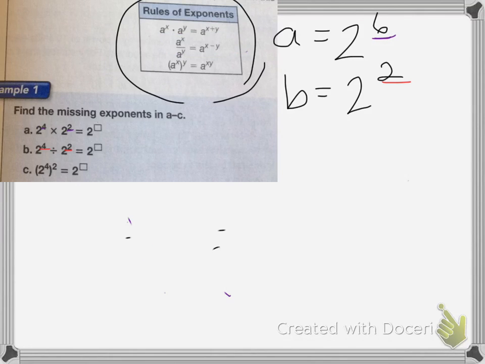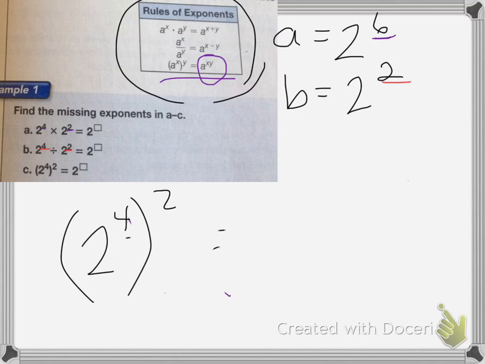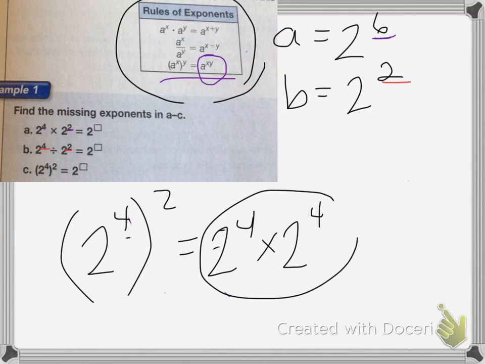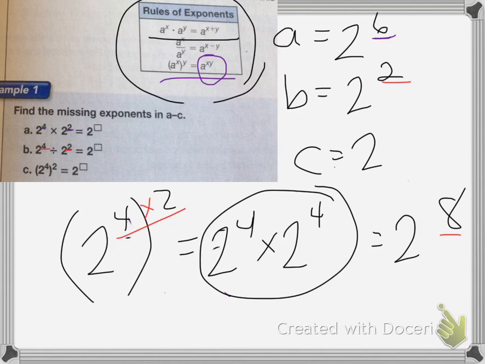C is 2 to the 4th power, 2 to the 4th power squared. So up here it says that I'm going to be multiplying the two powers together. So this looks something like this. 2 to the 4th power times 2 to the 4th power. Okay? And as we know, when you times 2 together, you're going to add the exponent, so that equals 2 to the 8th power. Okay? Now 8 is the same as 4 times 2. So C is 2 to the 8th power.